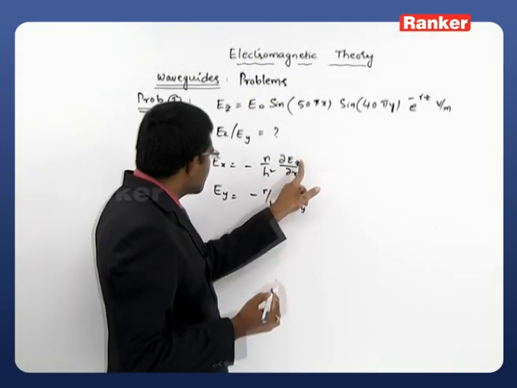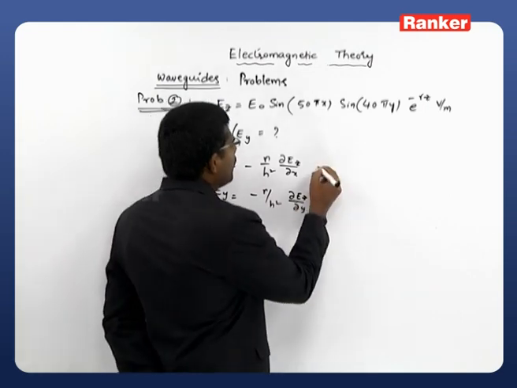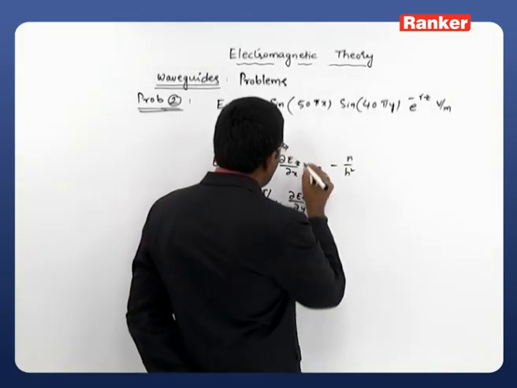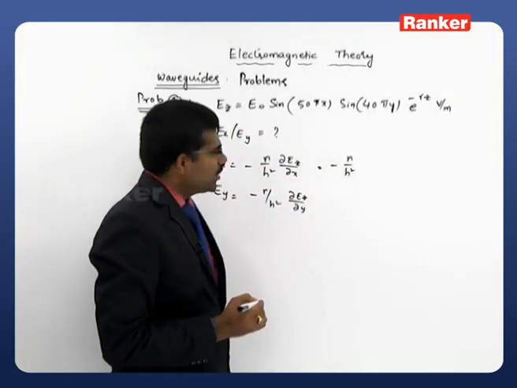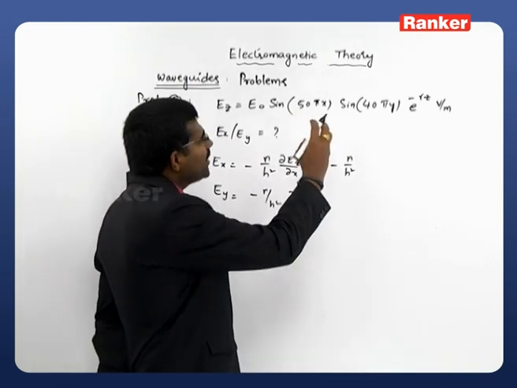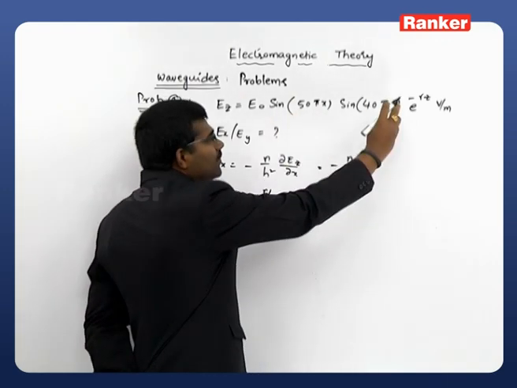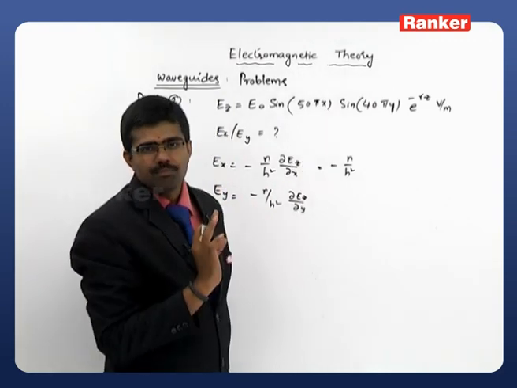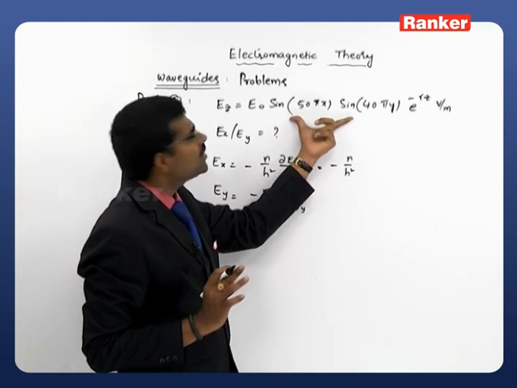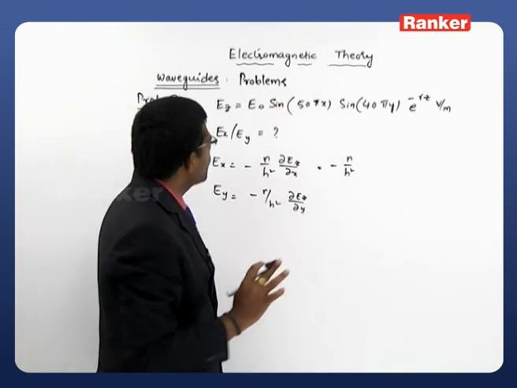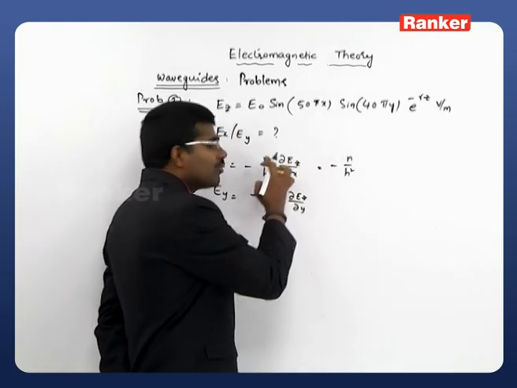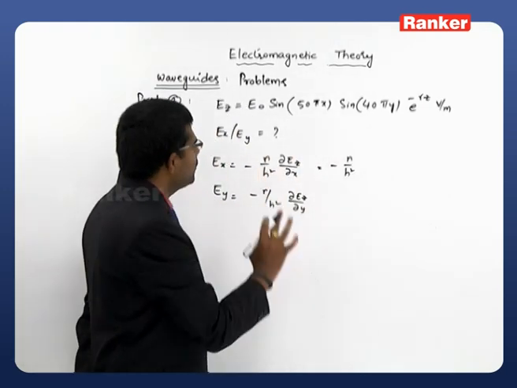Now Ey, just substitute Ez here and obtain Ex and Ey, which equals minus gamma by h square dou Ez by dou x. So what is dou Ez by dou x? With respect to x, differentiate this one. I'll ignore the terms which can be kept constant for both x and y. So ignore this E0, ignore this e power minus gamma z, and consider only these two parameters, which are sufficient for us. I can ignore this minus gamma by h square also, because it is common to both, so keep them aside.